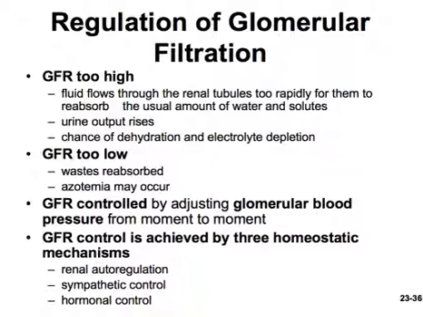GFR is controlled by adjusting the glomerular blood pressure from moment to moment. It's achieved by 3 homeostatic mechanisms. There's renal autoregulation, in which the kidney regulates its own GFR. There's sympathetic control, as well as some hormonal control. We'll investigate each of these.